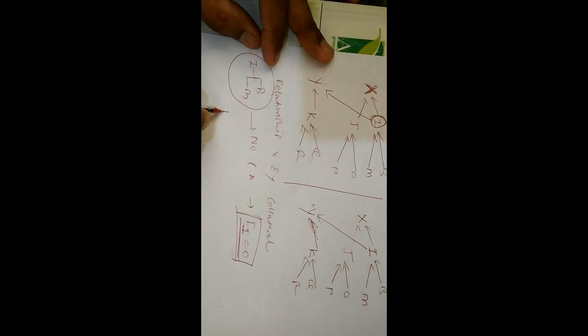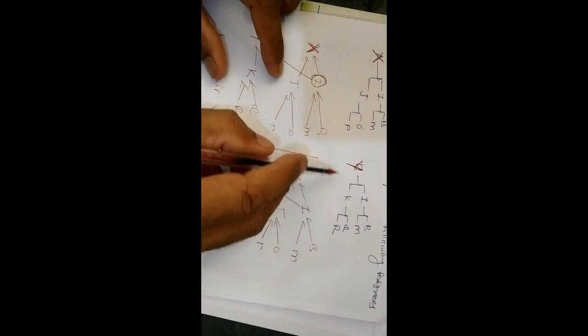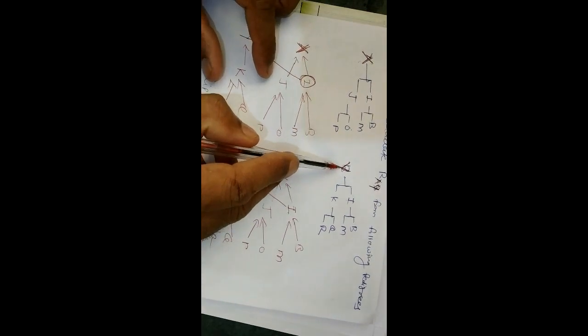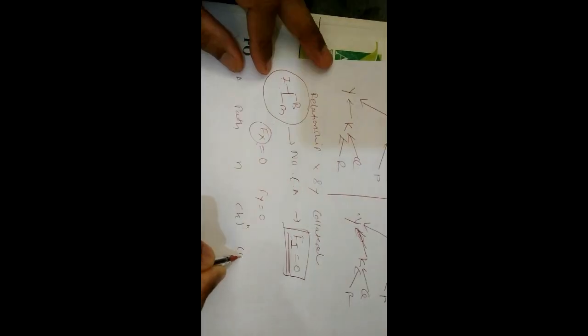Now for the calculation of Fx, see the pedigree of the X individual. In the pedigree of X, there is no common ancestor, so Fx will be 0. Similarly, in the pedigree of the Y individual, there is no common ancestor, that means Y is non-inbred, so Fy will be 0.